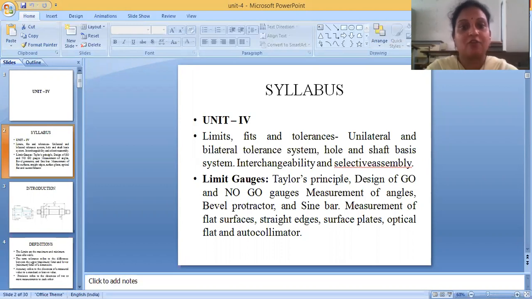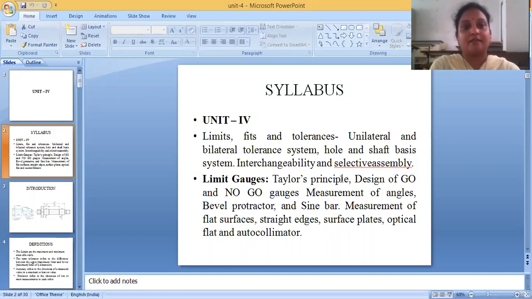And the second part includes the gauges. So what is Taylor's principle? Design of go and no-go gauges, measurement of angles, bevel protractor and sine bar, measurement of flat surfaces, straight edges, surface plates, optical flat and autocollimator. So in the second part of Unit 4, we are going to learn about the different instruments that we use in metrology and how to use these instruments.